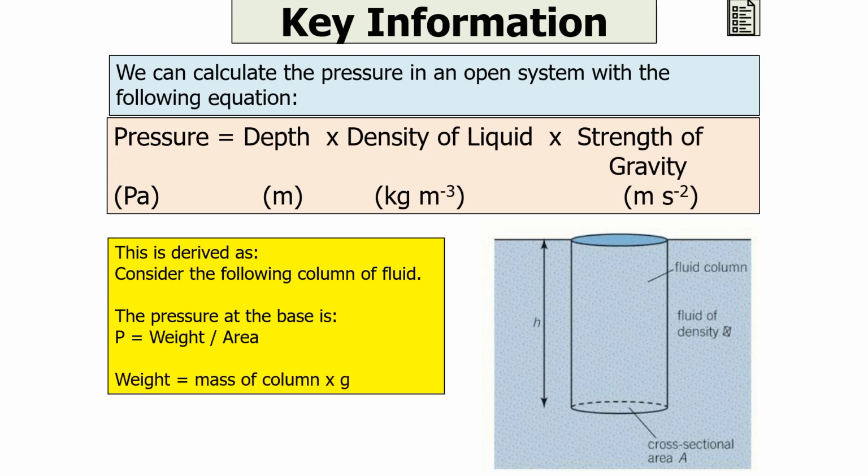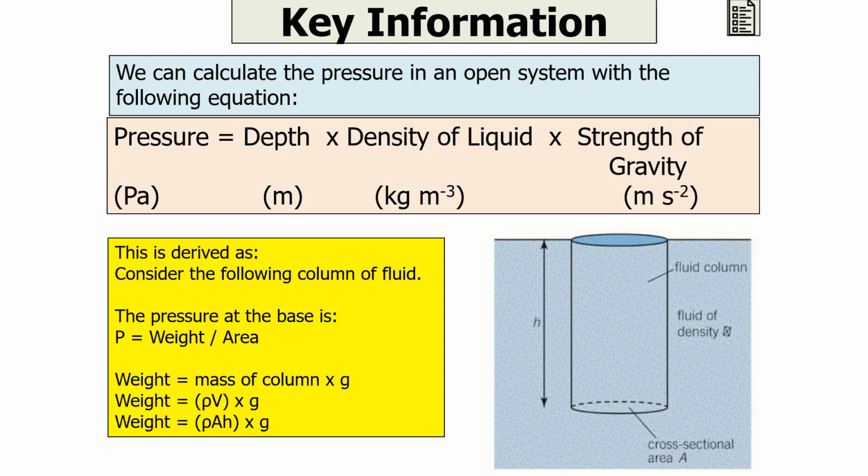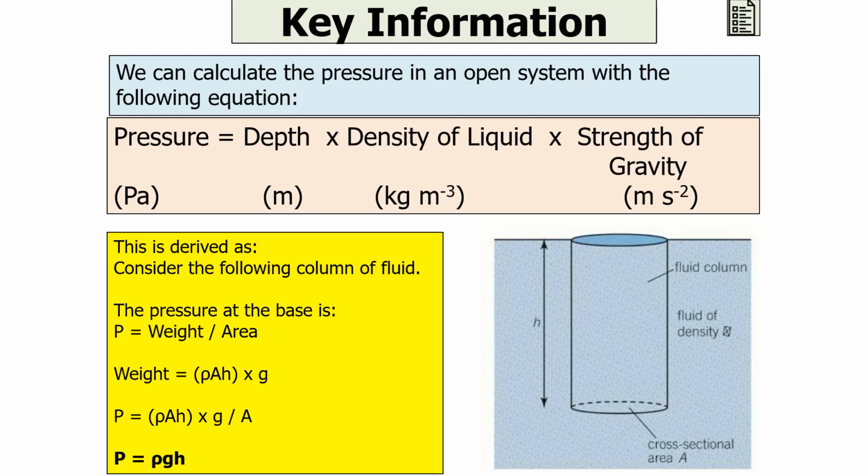Now we know weight is equal to the mass in the column times g, the strength of gravity. We also know that mass is equal to density times volume. So weight is density times volume times g. Volume is the area times the height, so it's going to be rho times A times h times g. So pressure is this value for weight over area, and you'll notice straight away that the A's cancel through, so pressure is equal to rho g h, or density of fluid times the strength of gravity times the depth.